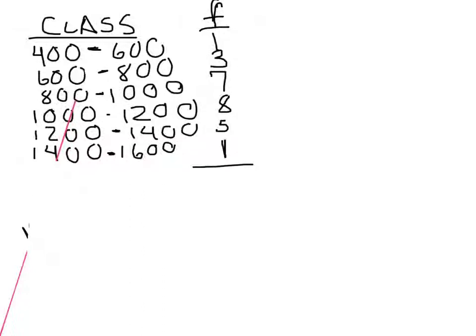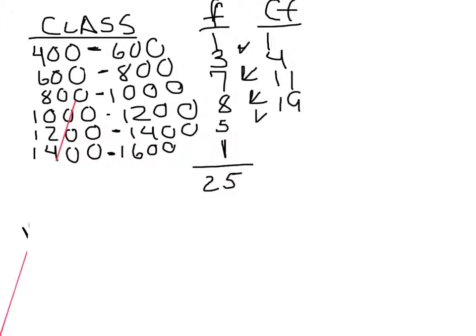So we like to add down the column and see if we got them right. So let's see, there's 4 and 11 and 19 and 24 and 25. And that's our n, which is as it should be. Okay? Then cumulative frequency, you copy over and then you start adding. So I have 1 plus 3 gives me the 4, plus the 7 gives me 11, plus 8 gives me 19, plus 5 gives me 24, and plus 1 gives me 25.